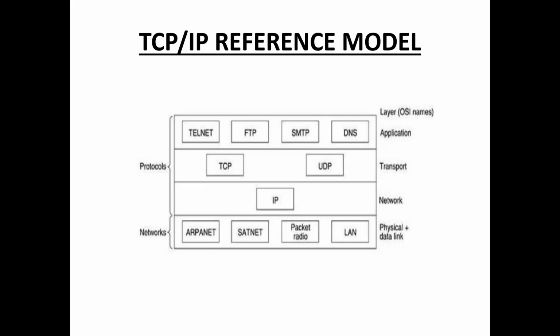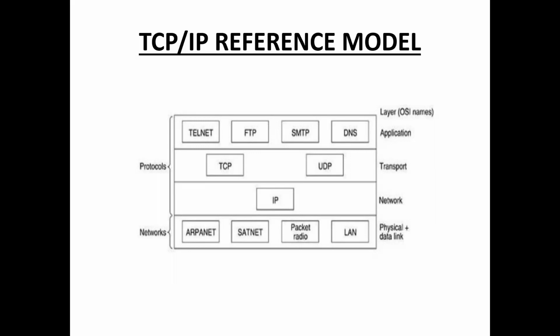So there are only 4 layers in the TCP/IP reference model. Host to network, that is a combination of physical layer and data link layer. Second one, network layer. Third one, transport layer. And last one, application layer.